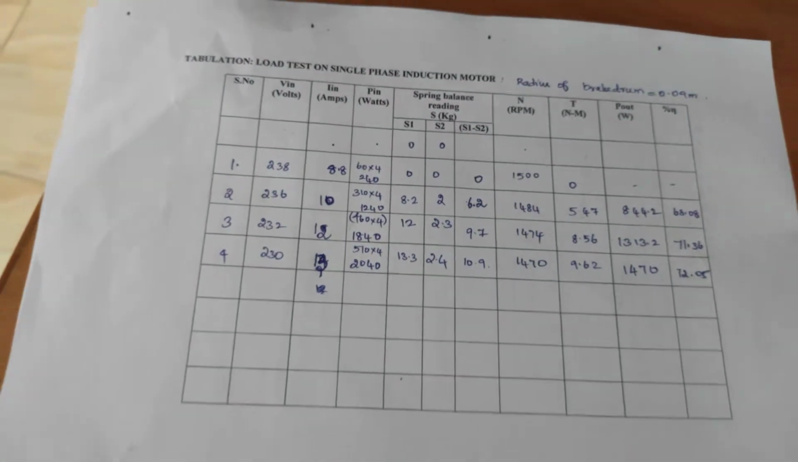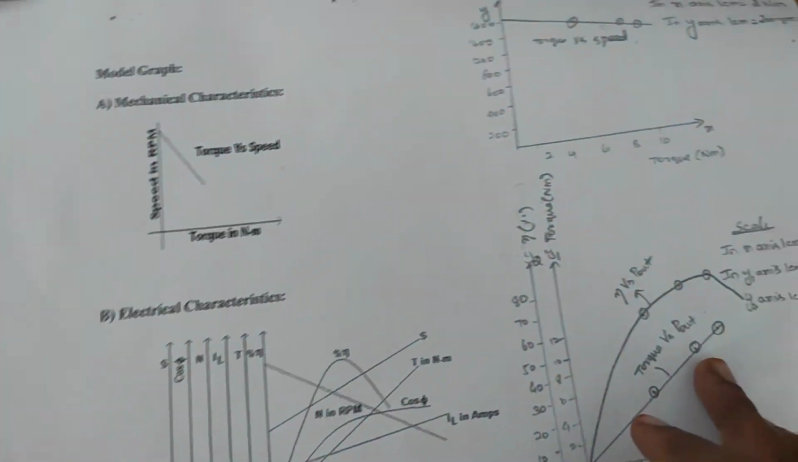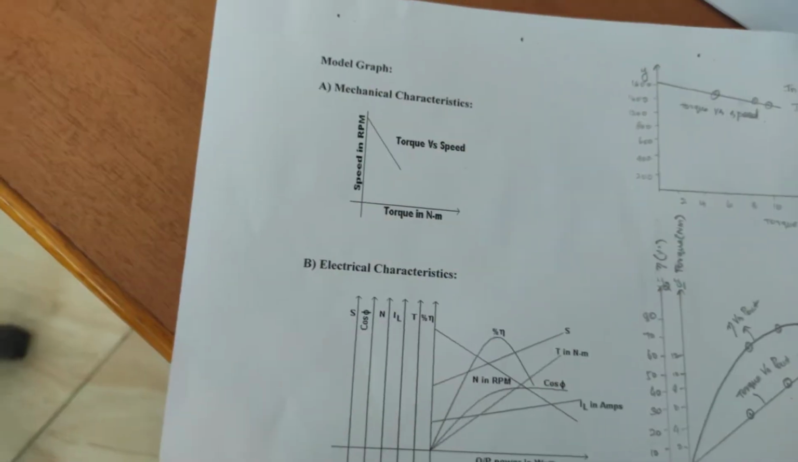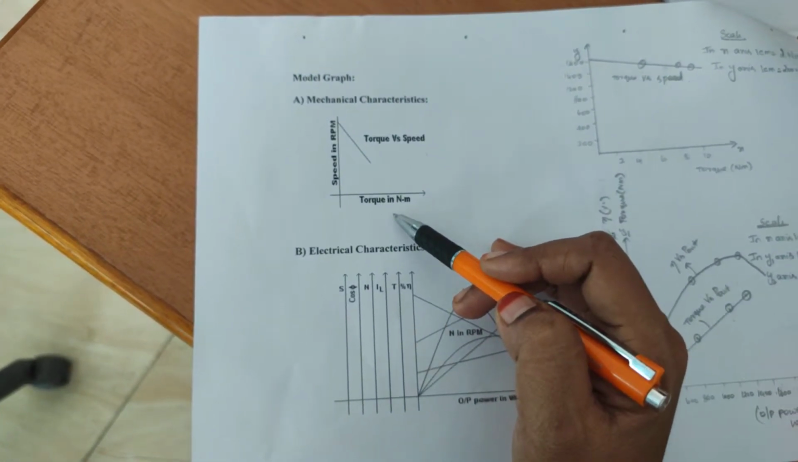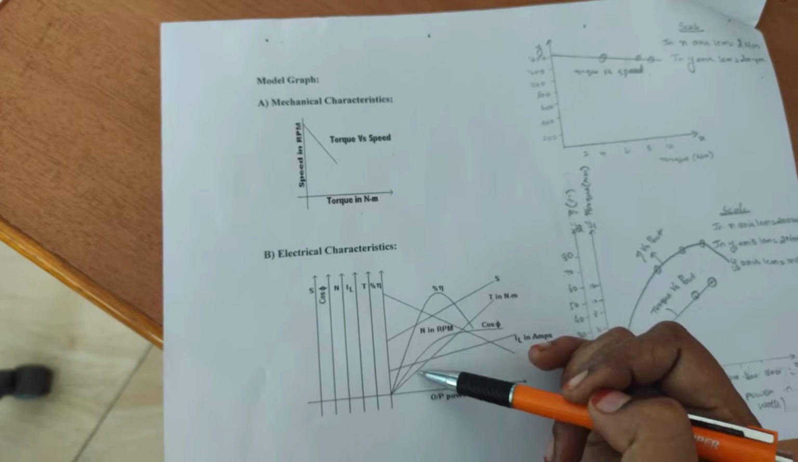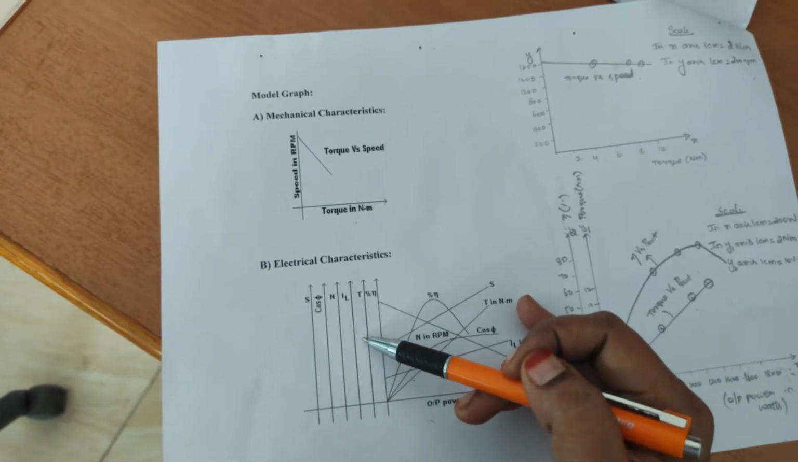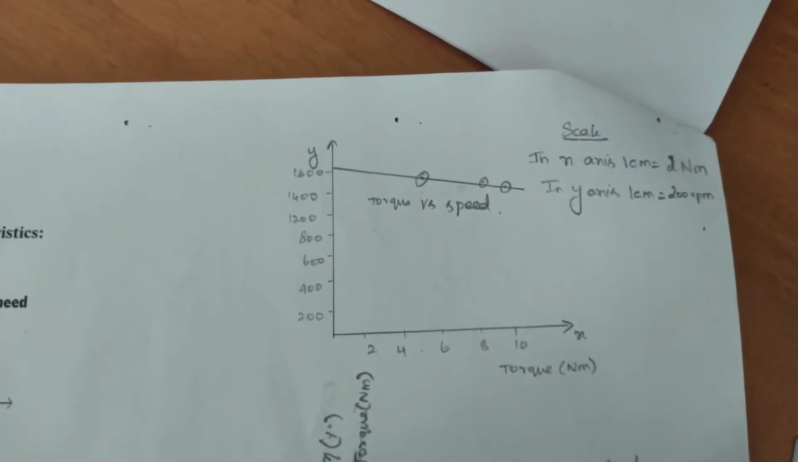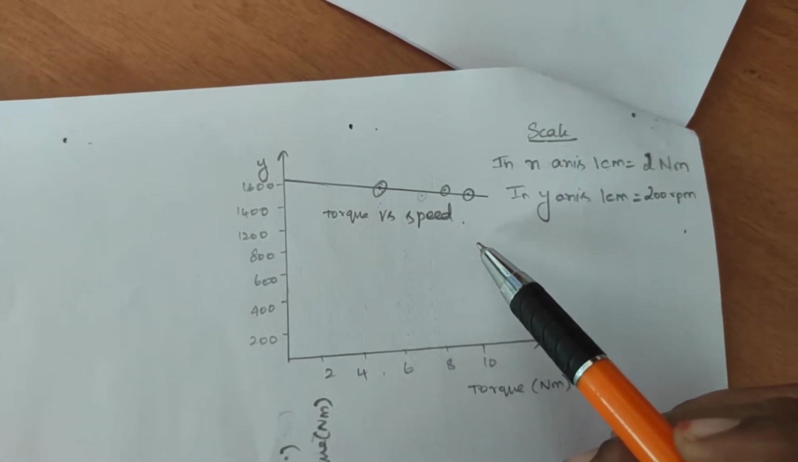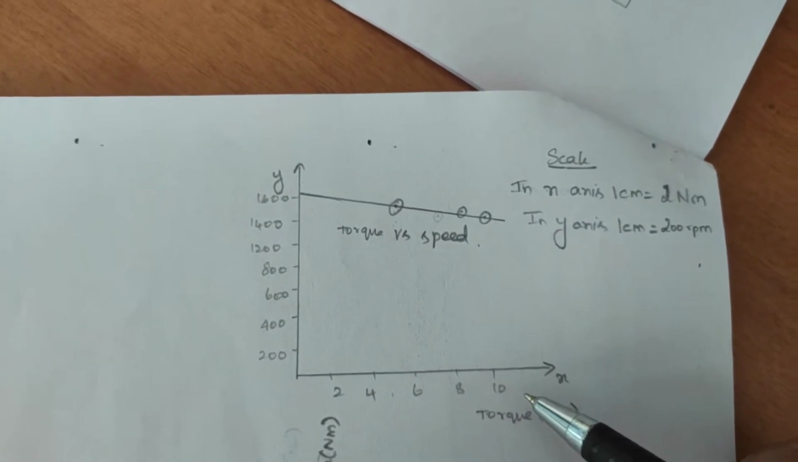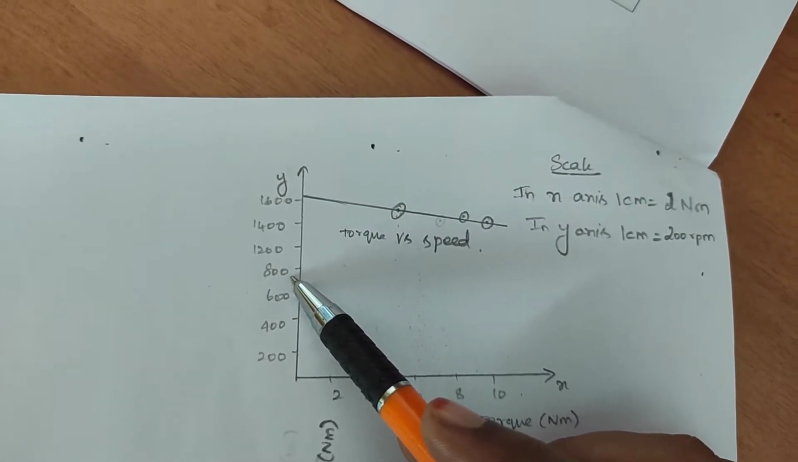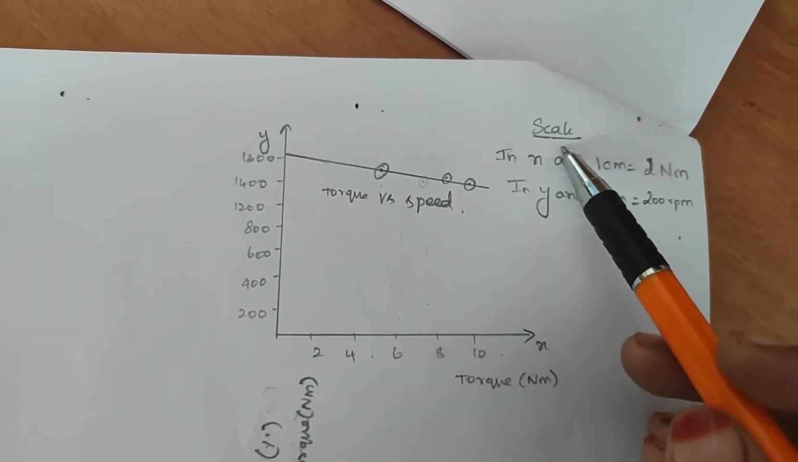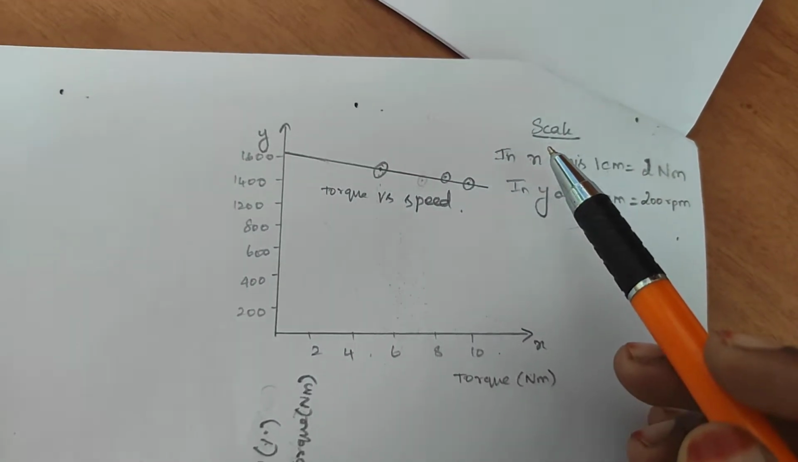With this data we have to draw the graphs. These are the two graphs you have to draw. The first one is the mechanical characteristics, which is speed versus torque, and the second one is the electrical characteristics, which is output power versus the required quantities. This is our mechanical characteristics. We have taken torque along the x-axis and speed along the y-axis, like the normal graph you draw in mathematics.